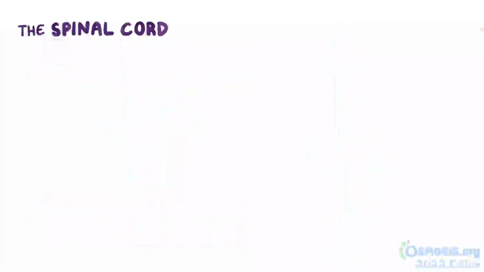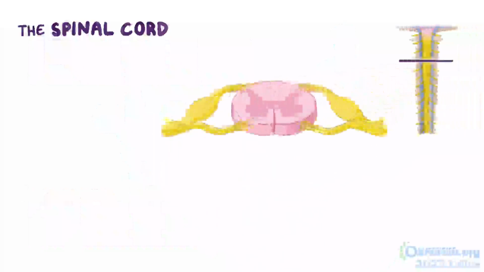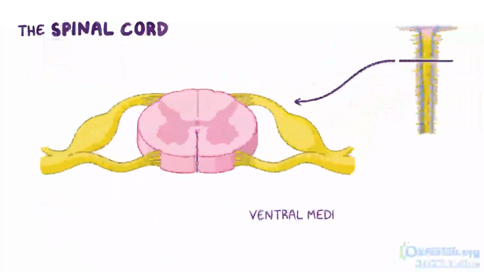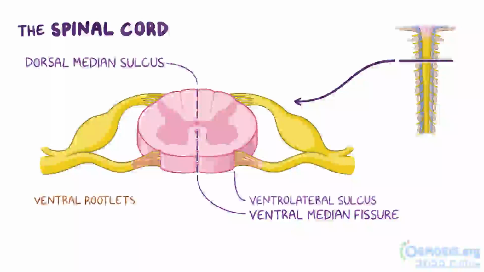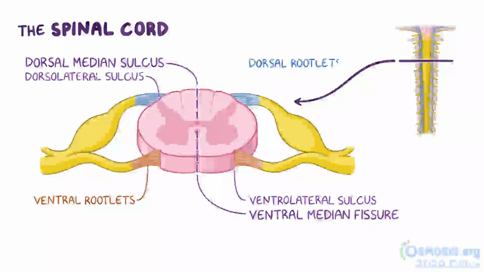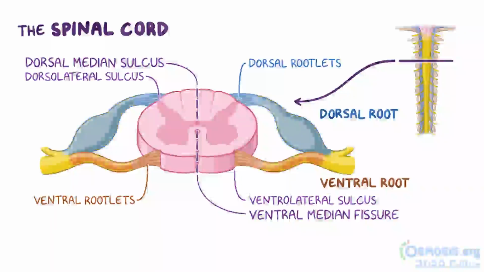Now, let's start by looking at the anatomy of the spinal cord. Anteriorly, there is a deep midline depression called the ventral median fissure, and posteriorly, there is a more shallow midline depression called the dorsal median sulcus. Each half also has a ventrolateral sulcus, where ventral rootlets leave the spinal cord, and a dorsolateral sulcus, where dorsal rootlets enter the spinal cord. The ventral and dorsal rootlets fuse to form the ventral and dorsal roots, respectively.